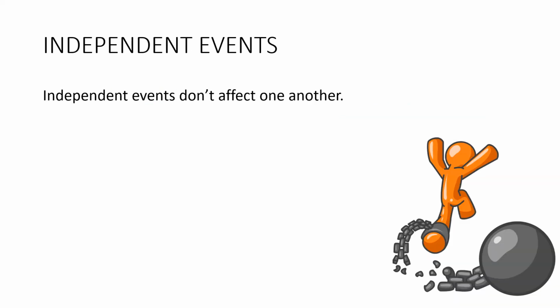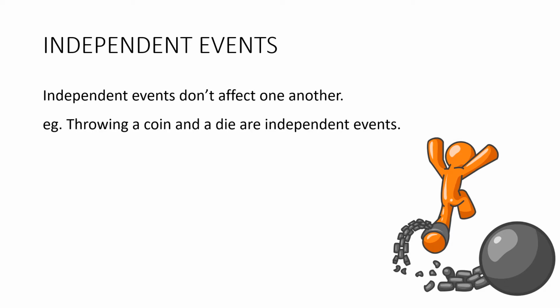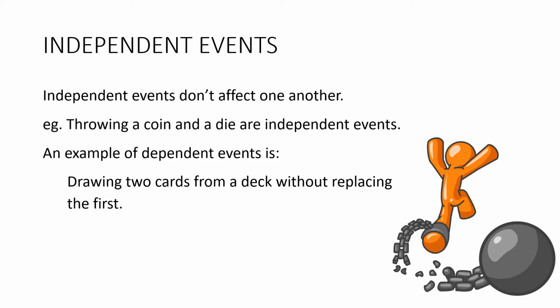Now, what do I mean by independent events? Well, independent events don't affect one another. So for example, throwing a coin and a die are independent events. It doesn't matter whether we get a head or a tail on the coin, it's not going to affect the outcome of the die. An example of dependent events is drawing two cards from a deck without replacing the first one. So depending on what we draw the first time, the outcome of the second one is going to be affected. Now we're going to go further into independent events in years 9 and 10.